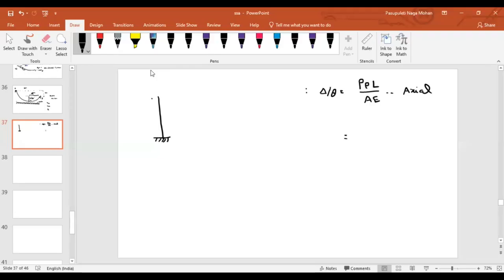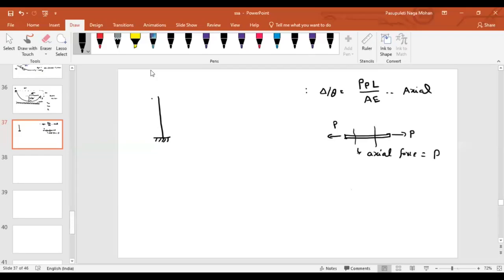What if it's because of bending moment? Let us say we are talking about a bar subjected to the axial force P. If you consider any section, what will be the axial force over the entire length of the bar? That I can say is P.